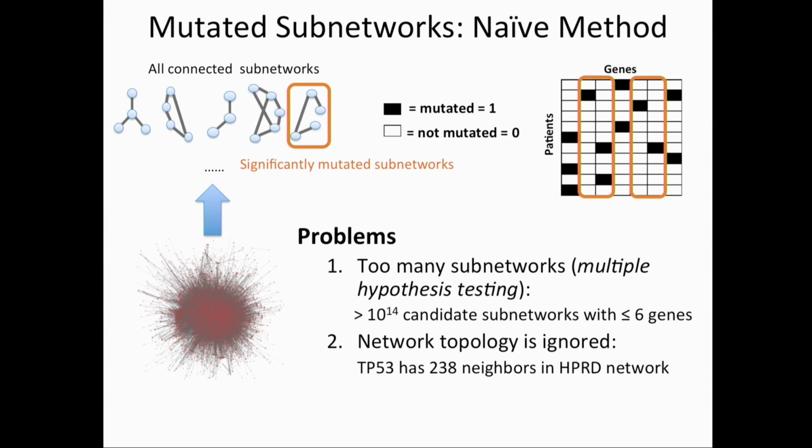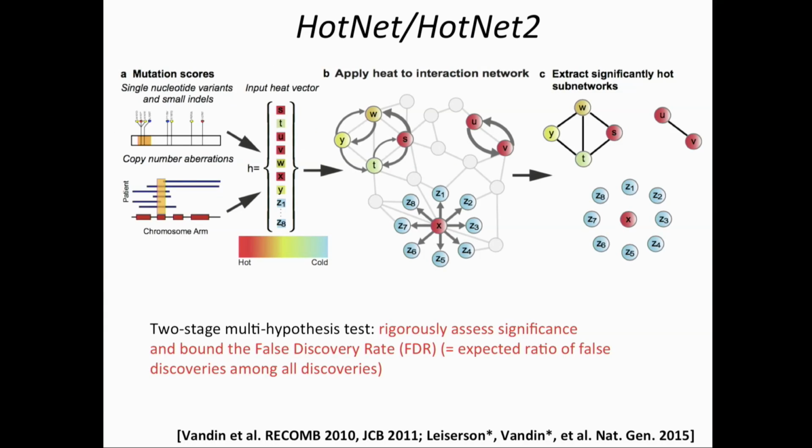And the second problem is that the topology of the network is ignored. So we're just looking at the subnetwork as a bag of genes. In trying to solve these two problems, we have designed the algorithms that we called HotNet and HotNet2. The algorithms combine the protein-protein interaction data with the mutation data, the alteration data, using a diffusion process on the graph that takes care of properly incorporating the topology of a subnetwork in identifying the significantly mutated network.